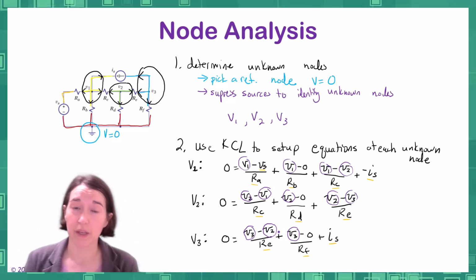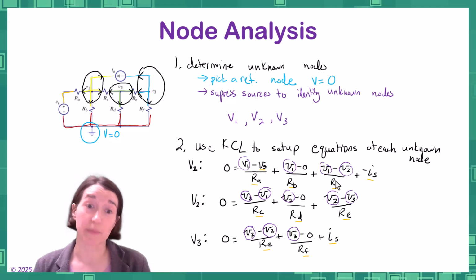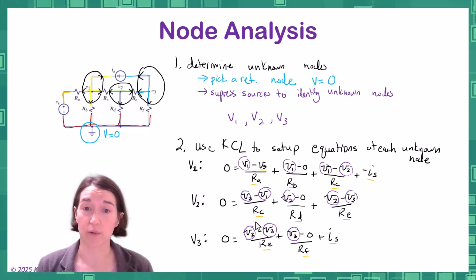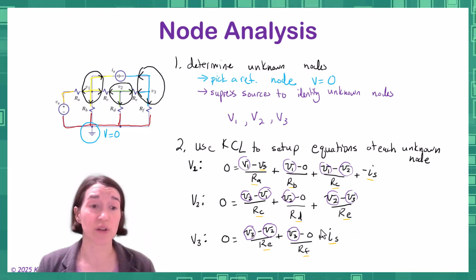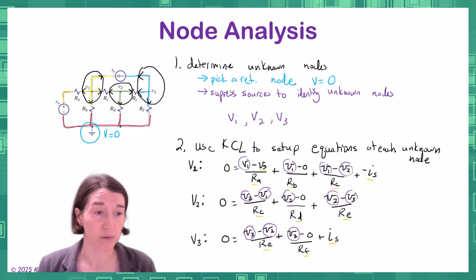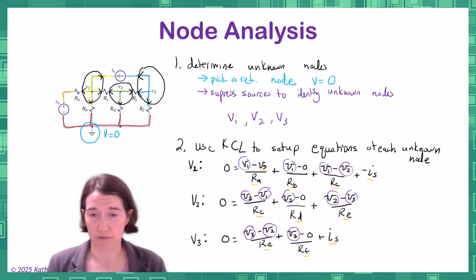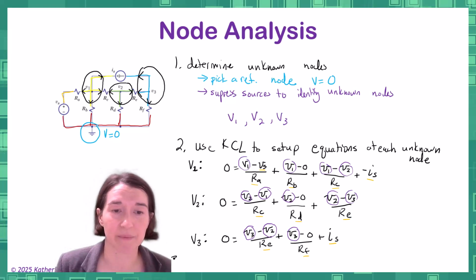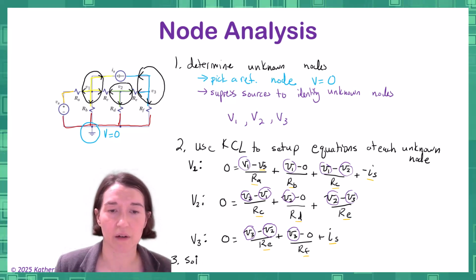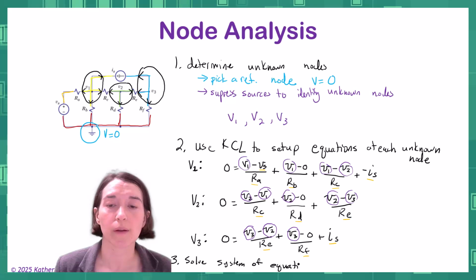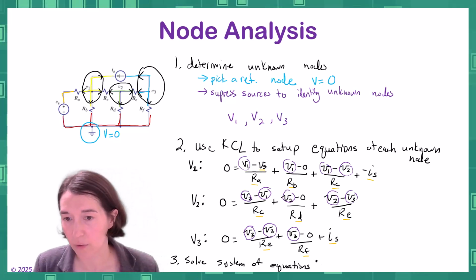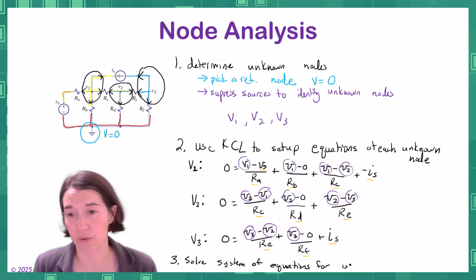You have 3 of them. But then you also have 3 independent equations, KCL applied at different nodes. And so you have 3 variables, 3 unknowns, and then you just solve for the values using math. So I'm just going to write this down here at the very bottom: solve system of equations for unknowns.